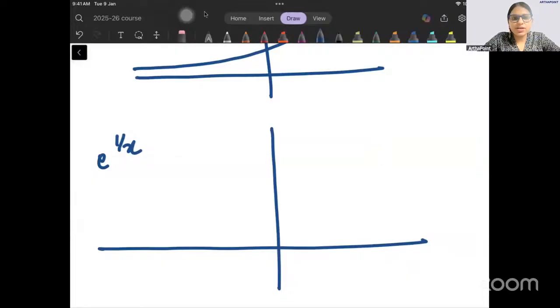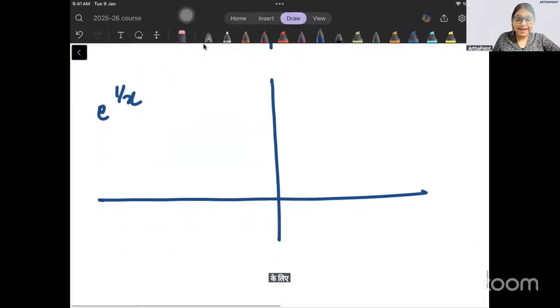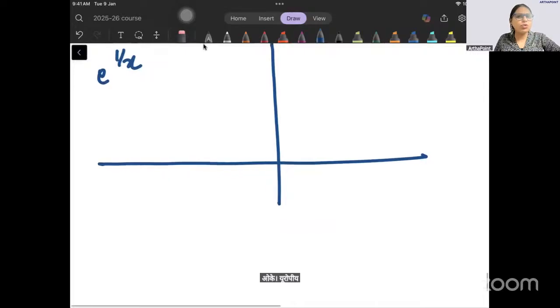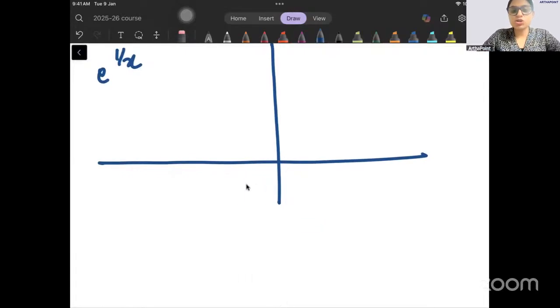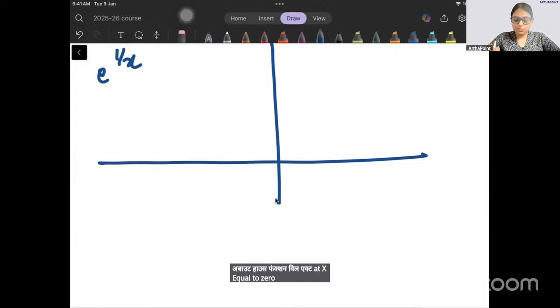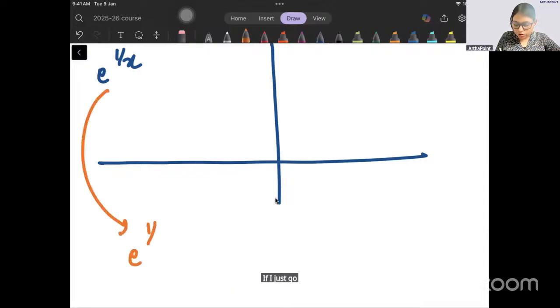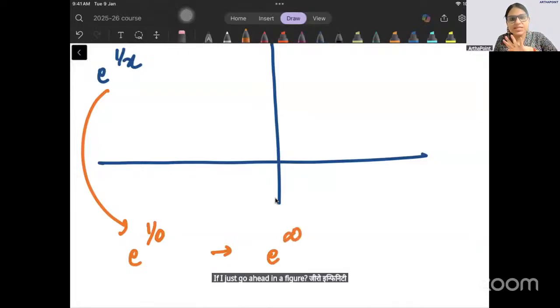Did anyone try that? Okay. So for that, you just think about what happens when you plot the function e to the power 1 by x. Think about how this function will act at x equal to 0. If I put 0, anything by 0 is infinity, isn't it?